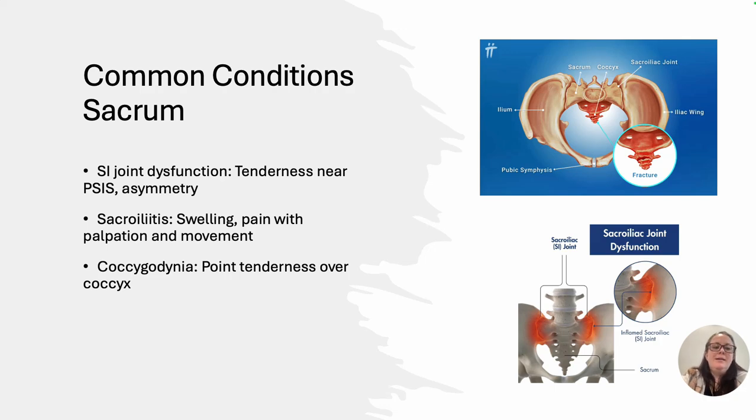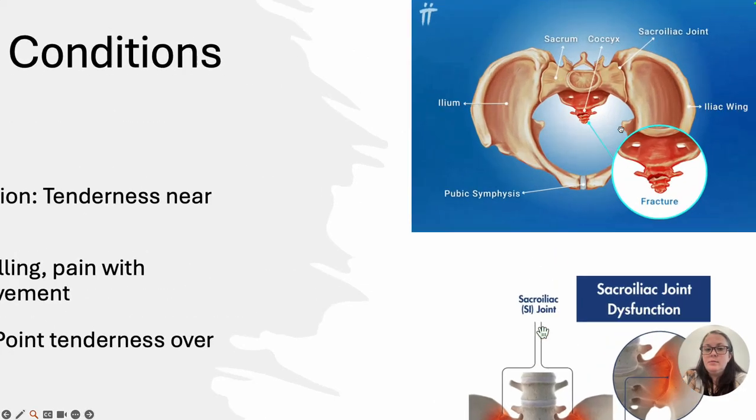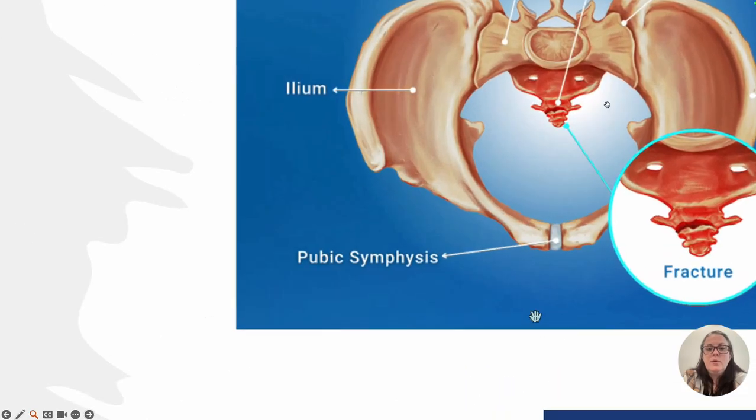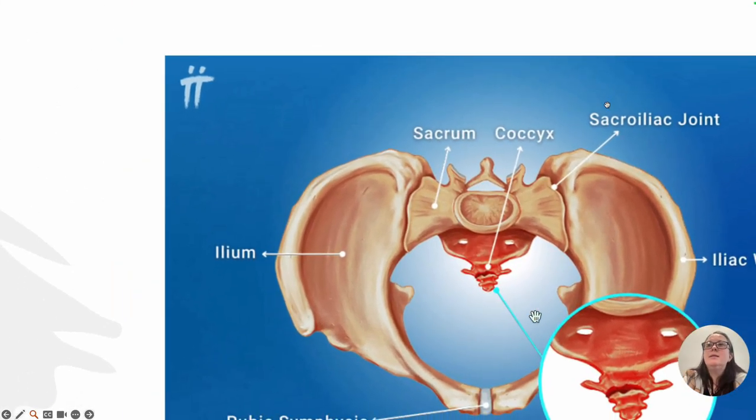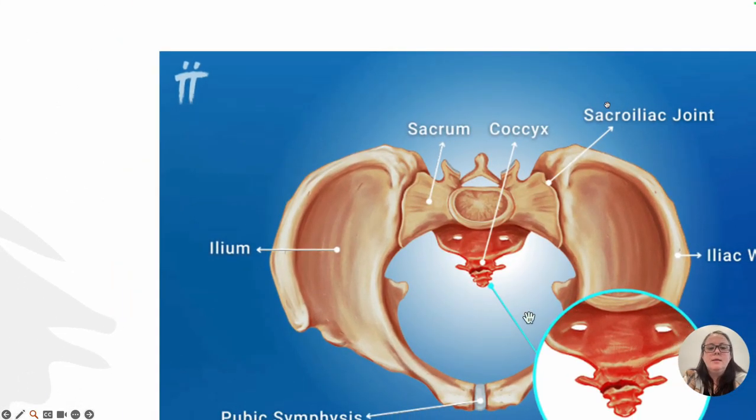Coccydynia is point tenderness over the coccyx. The coccyx is your tailbone. So we're throwing that in with the spine because it is at the end of the spine. So you can have issues with this coccyx.